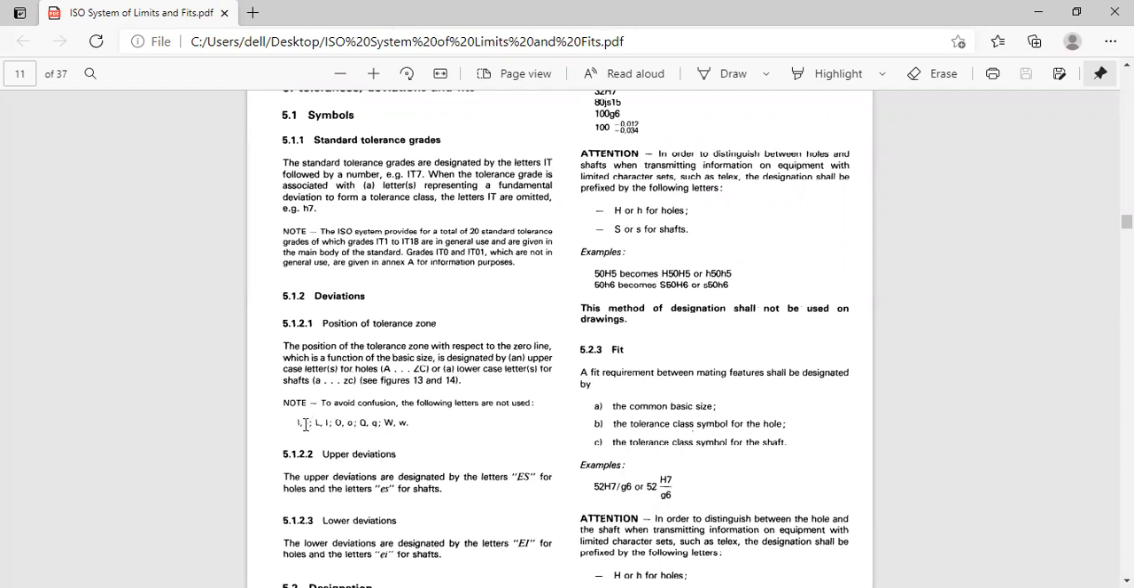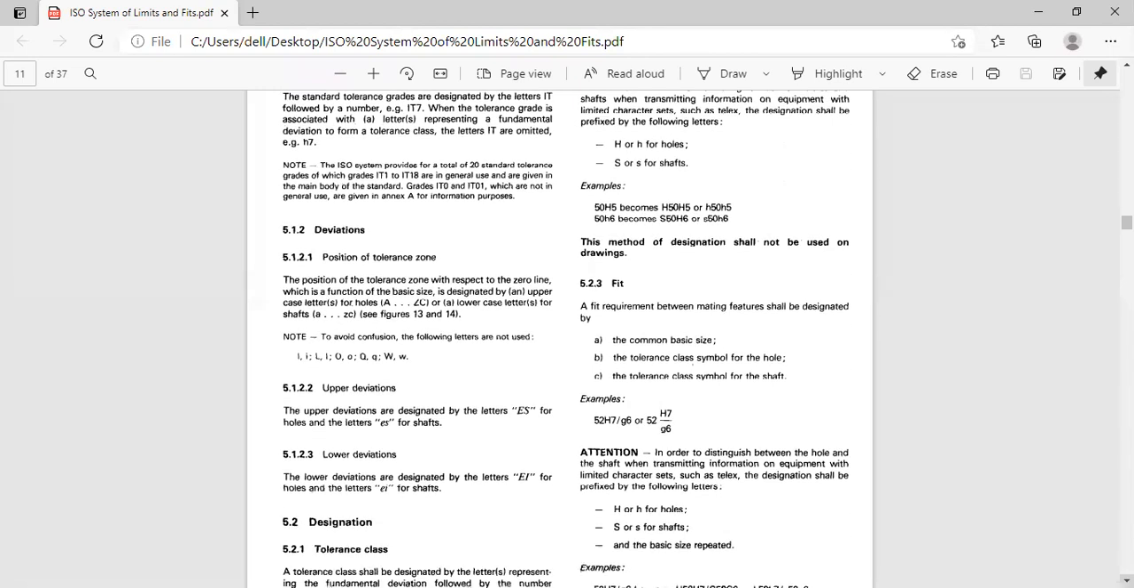So in order to avoid confusion, already I told you which letters are missing. He has given both the I's, but at least you remember the alphabet. It may be uppercase or lowercase: I, L, O, Q, W. Suppose a lowercase letter is there, it is for shafts. An uppercase letter, capital I, L, O, Q, W, is for holes. That's how you have to remember. This PPT was not found before, that's why I want to take it as a revision in this class.